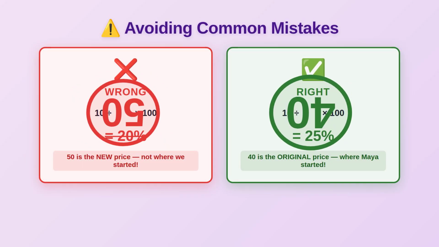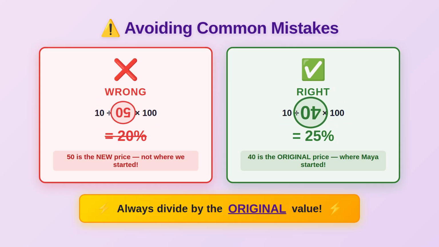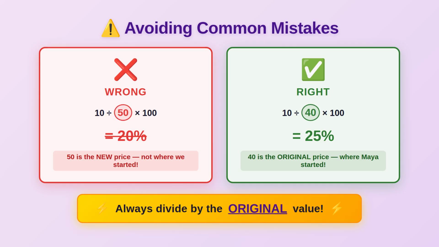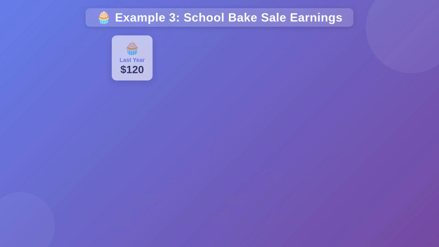Before we do more examples, let's talk about the most common mistake. And Maya made this one the first time too. Students sometimes divide by the new number instead of the original. Big mistake. With Maya's sneakers, if you divide 10 by 50 instead of 40, you get 20% instead of 25%. Wrong answer. Always divide by where you started, the original value. Think of it this way. We're asking how big is the change compared to where we began, so we always compare back to the original. Write that down.